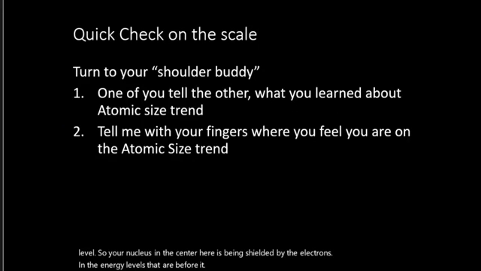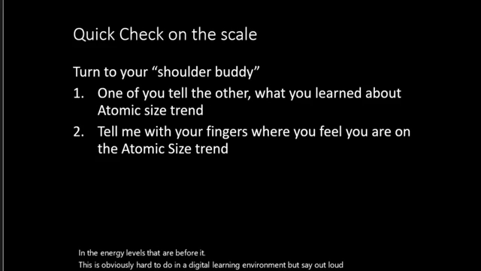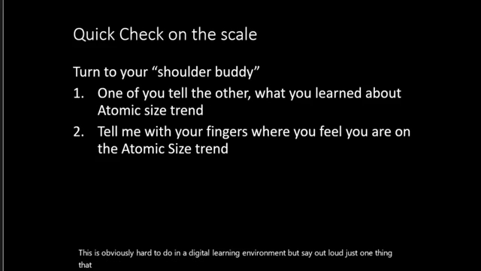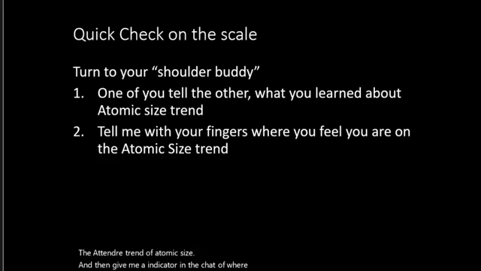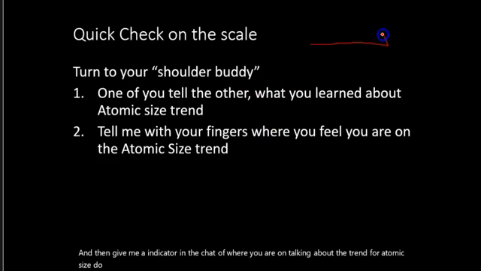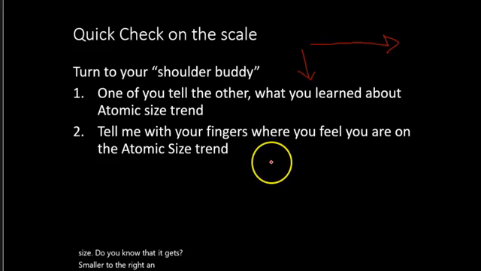So this is obviously hard to do in a digital learning environment, but say out loud just one thing that you learned about atomic size, or the trend of atomic size. And then give me an indicator in the chat of where you are on talking about the trend for atomic size. Do you know that it gets smaller to the right and larger as it goes down? And do you know why?